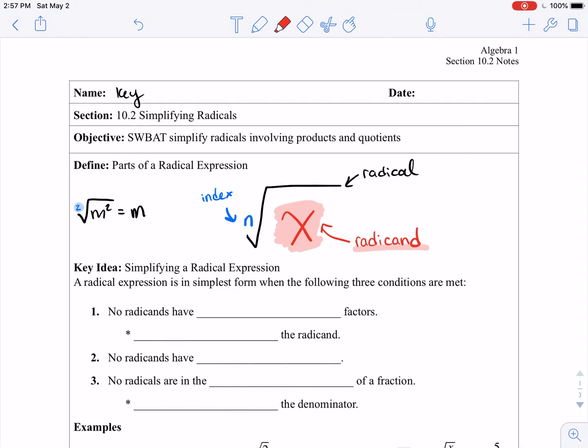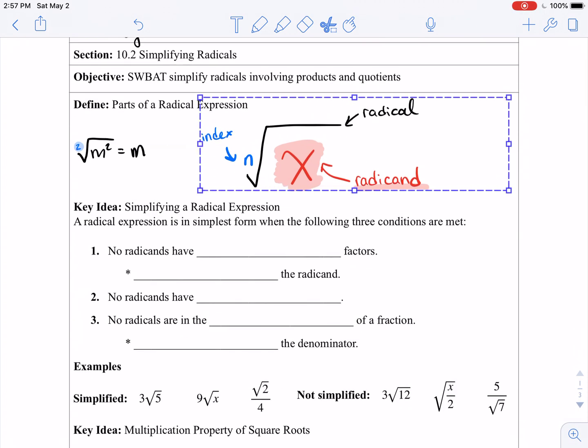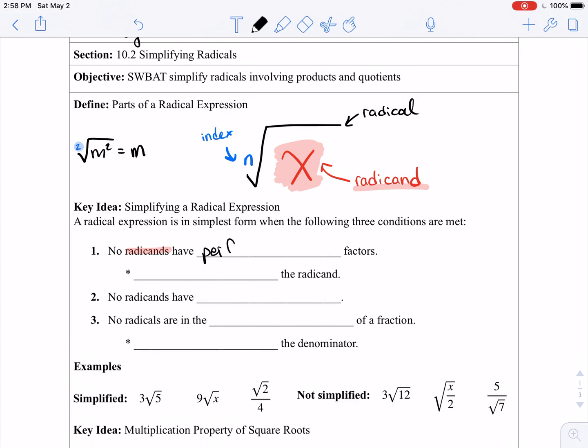So, our key idea of the day is to be able to simplify a radical expression. Now, a radical expression is in simplest form when 3 conditions are met, when 3 things happen. First, the radicand, what is under your radical symbol, cannot have any perfect square factors. We don't want it to have any perfect squares underneath our radical. So to determine if we have them, we factor the radicand. We figure out if there are any squares in here.